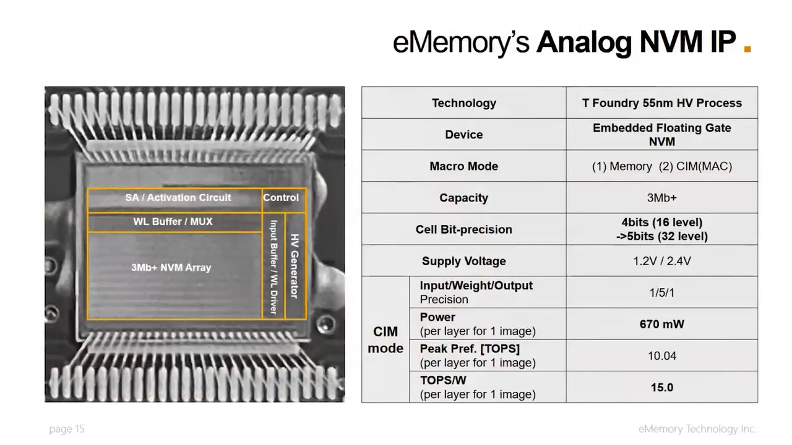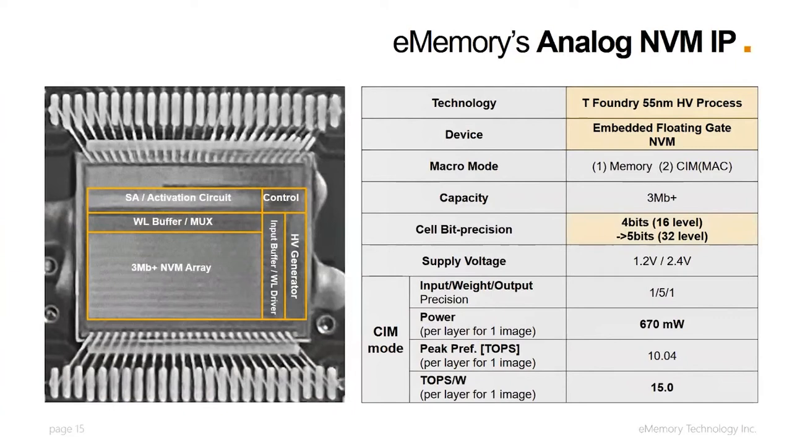This slide shows eMemory cooperated with a customer to develop a 3 megabit plus analog non-volatile memory in T-Foundry 55 IV process. The embedded floating gate non-volatile memory is without any extra mask. It also follows the foundry-based line process. Therefore, there are no issues impacting the process on this platform.